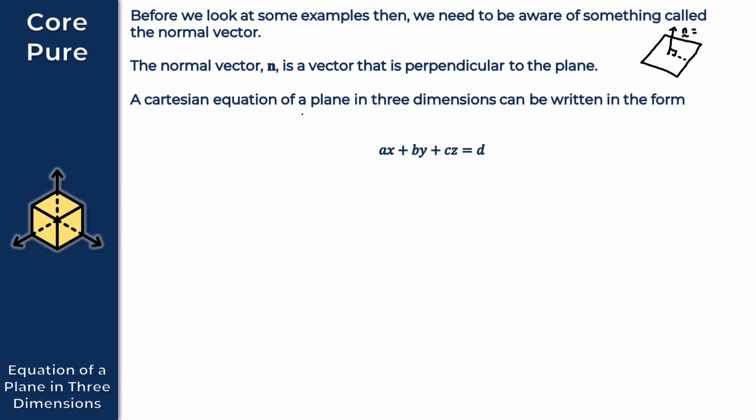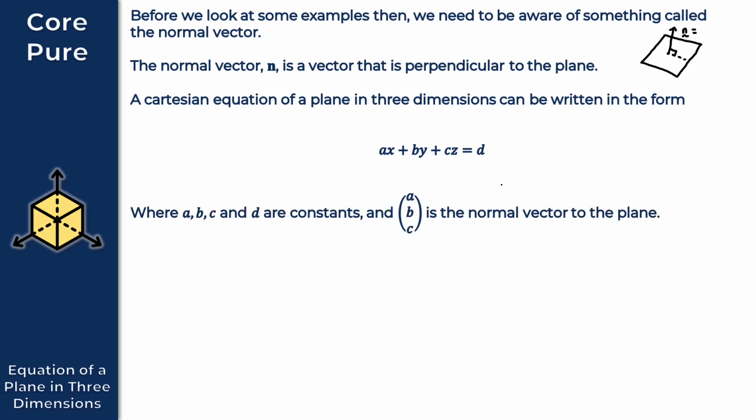A Cartesian equation of a plane in 3 dimensions can be written in this form: aX plus bY plus cZ is equal to d. So a, b, c, and d are constants, and the vector of a, b, and c is the normal vector to the plane. Going back to the equation of the normal vector, it is nice and straightforward. We simply use the coefficients of x, y, and z as the normal vector to the plane. So in this case, we can denote this as ai plus bj plus ck. Just about enough room there.